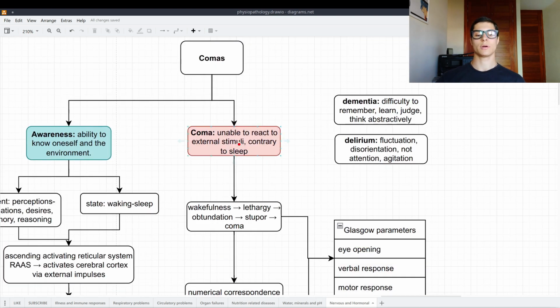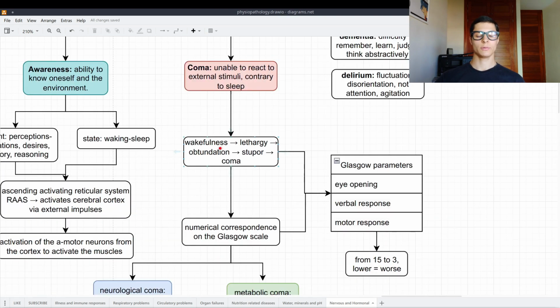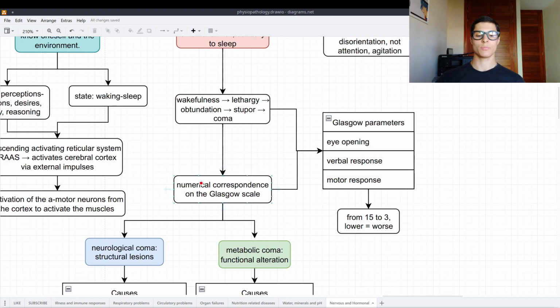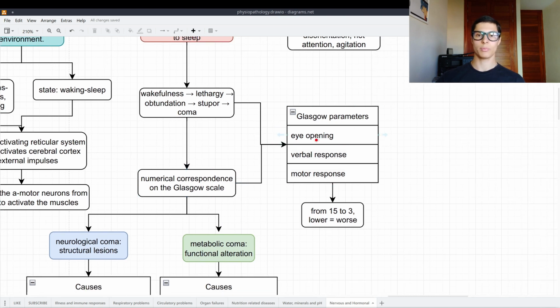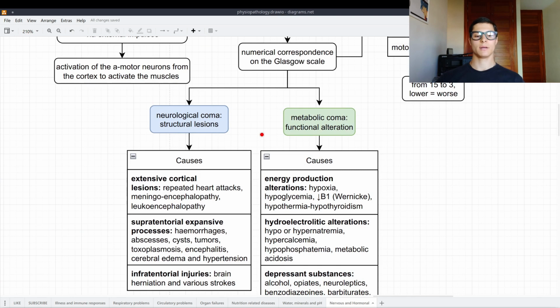A coma is when you are unable to react to external stimuli, contrary to sleep. Wakefulness, then lethargy, obtundation, stupor, and then coma. These are the stages. And there is a numerical correspondence on the Glasgow scale. The Glasgow parameters are eye-opening, verbal response, and motor response. It goes from 15 to 3. Being lower, it's worse. We have two types here, the neurological coma, in which there are structural lesions, and the metabolic coma, when we have functional alterations.